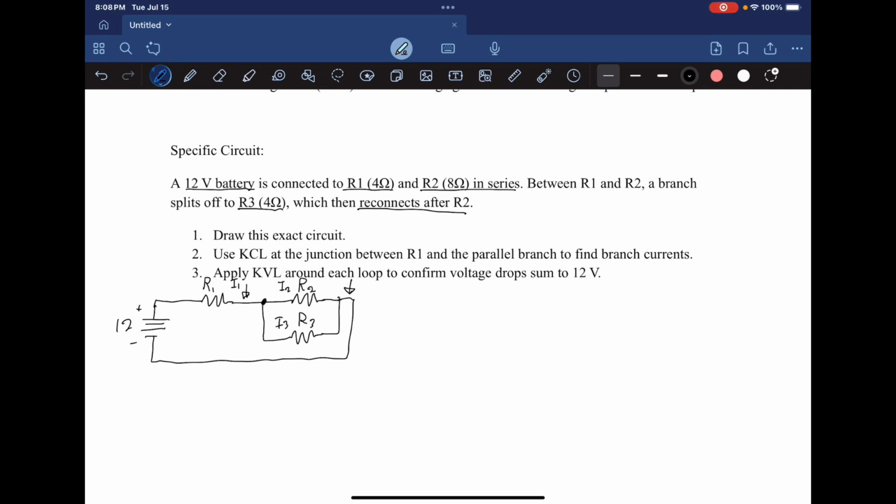So that's just like the current that runs through resistor 1, the current that runs through resistor 2, and the current that runs through resistor 3. It just means that I1 is going to equal I2 plus I3. And then this is our first equation.